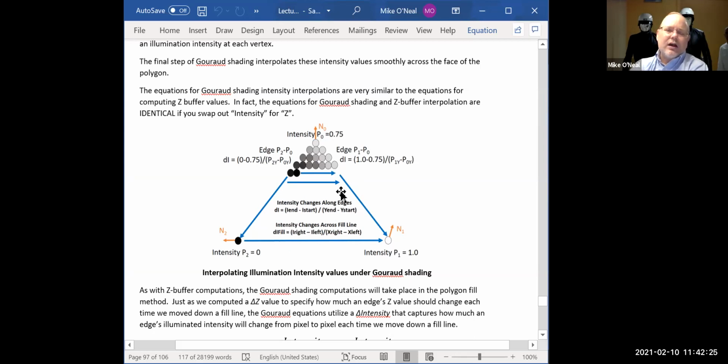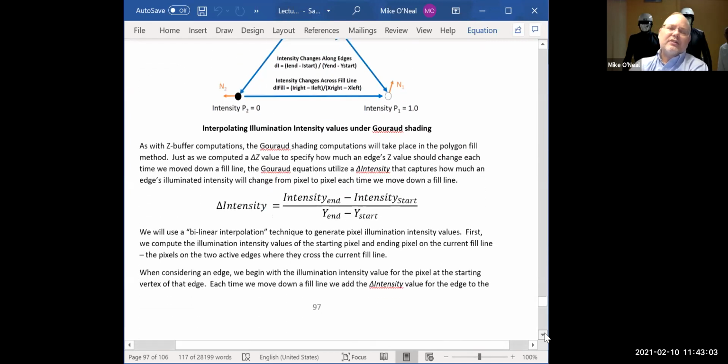delta intensity on the fill line, which is the intensity on the right edge that you need to end up at, minus the intensity on the left edge for that fill line that you started at. So that's how much you need to change, divided by x right minus x left, which is how many steps you take. And so that gives you the change across. And you'll get something like this. You can see that it's lighter on this side, and this goes from light to dark here. And as I go across, I'm just blending these things using these 2 equations. So it's very, very similar.